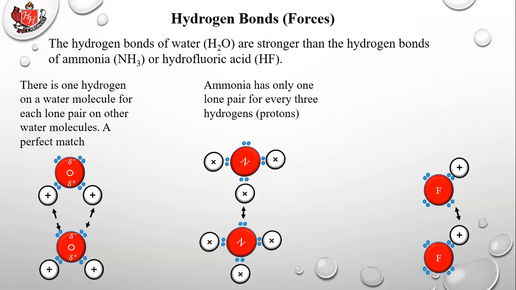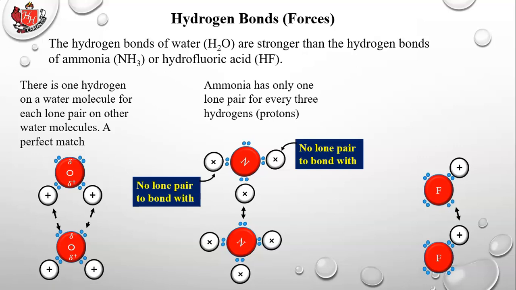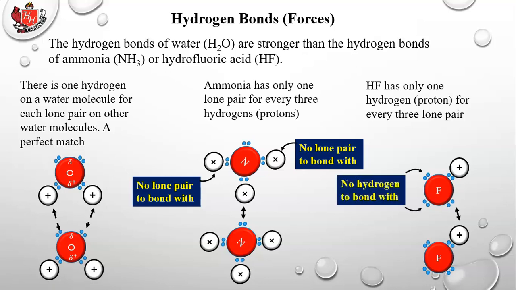If we go over in the other direction to the fluorine, so there you see no lone pair to bond with for those two protons. If you go over to the fluorine, hydrofluoric acid has only one hydrogen proton for every 3 lone pairs. So you're at the dance and there's 3 times as many girls as boys, then not every girl has a dance partner. Okay, so there's not a perfect one-to-one match like there is with a water molecule, where you have exactly 2 protons and exactly 2 lone pairs and everything matches up properly. So no hydrogen to bond with for those 2 lone pairs.